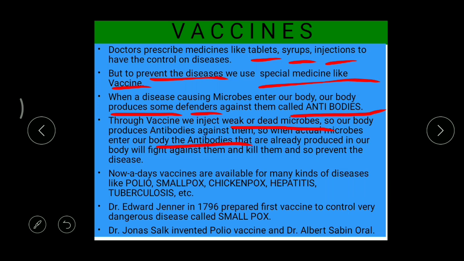So in future, when the real, living microorganisms enter our body, then the antibodies which are already present in our body, they will fight and they will kill those microorganisms. Got it? So this is how these vaccines work, right? So through a vaccine, what we are doing means, we are introducing microorganisms to our body to prepare antibodies against disease.